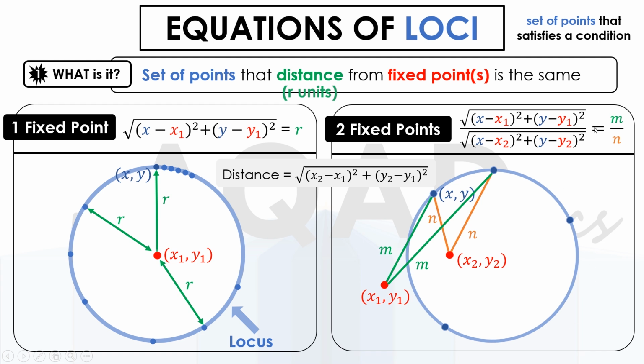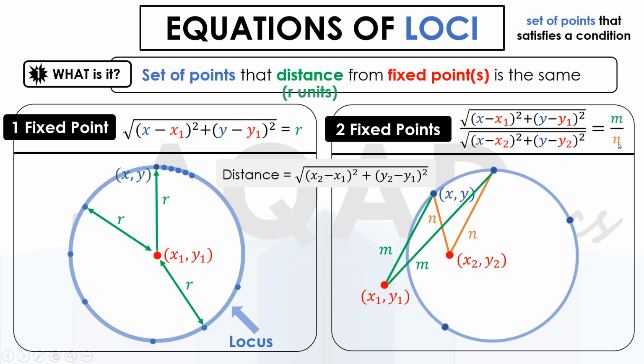So the formula is just two of this formula stacked upon each other. As you can see from the formula here, the numerator focuses on the first fixed point, because the distance from the blue dot to the first red dot must be m. That's why I put the m on the numerator side. Then the denominator side focuses on the second fixed point. As you can see here, the distance between the blue and the red dot must be n, which is why here there is n.